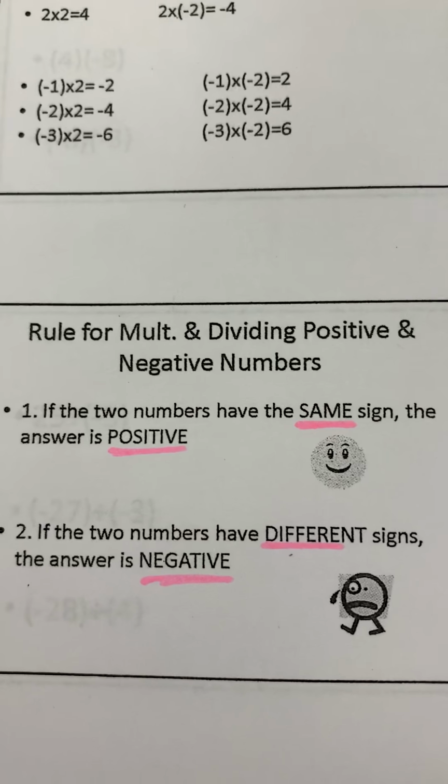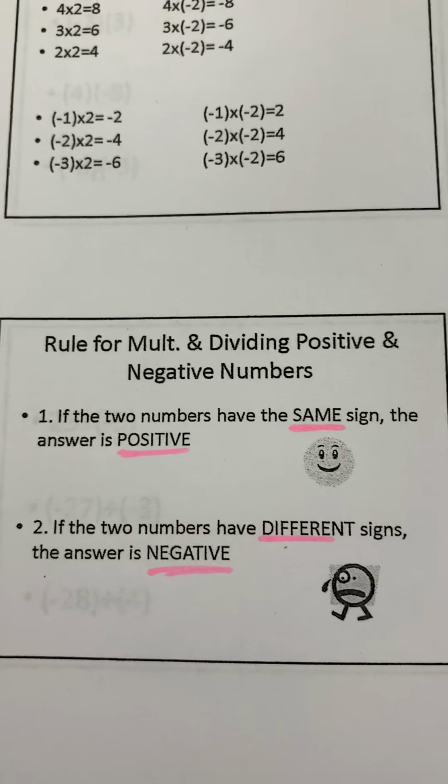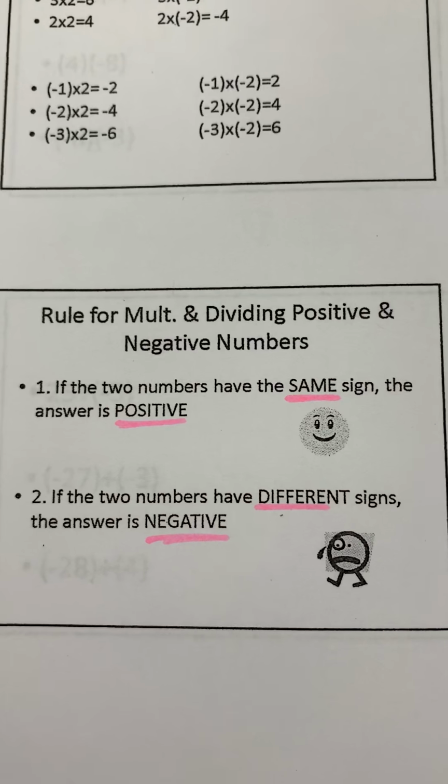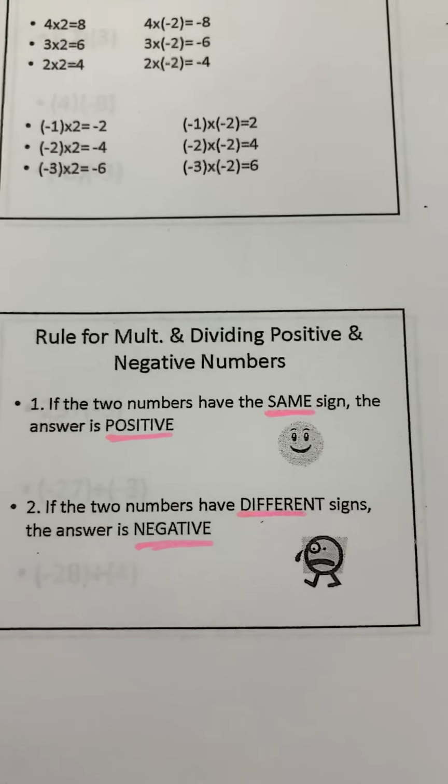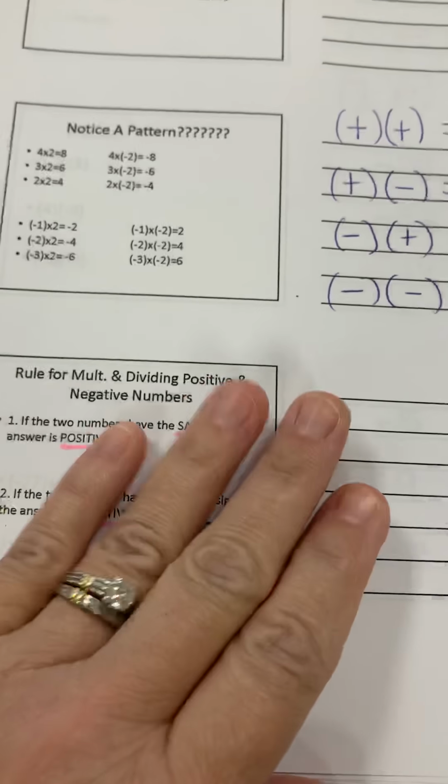And so here's the rule. If two numbers have the same sign, the answer is positive. And if two numbers have different signs, the answer is negative. I don't have any examples right on that page, but hold on, I'll flip the page.